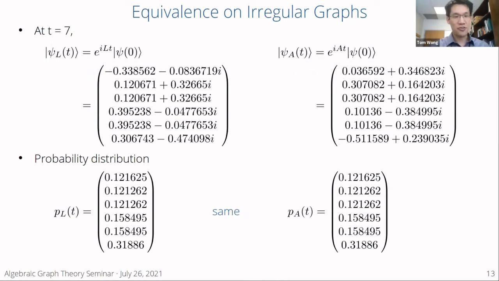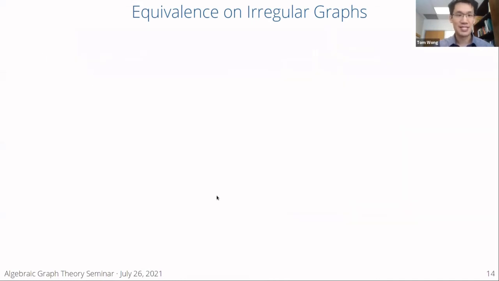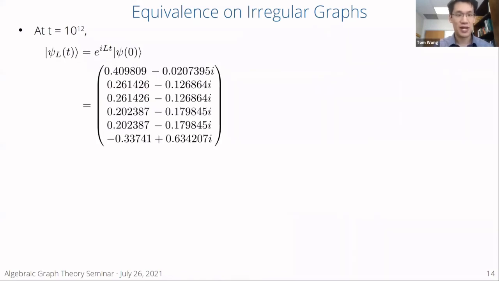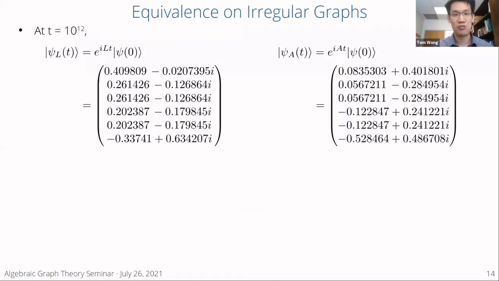Of course, you try this at time equals 7, you try other times, time equals 1, time equals pi, time equals 100, and you keep getting the same probability distributions, numerically. But then I tried some really big times. Let's say time is 10 to the 12th, a ridiculously big number. You do the same thing: find the state of the Laplacian quantum walk and the state of the adjacency quantum walk, and take the norm squared of each element to find the probability distribution.